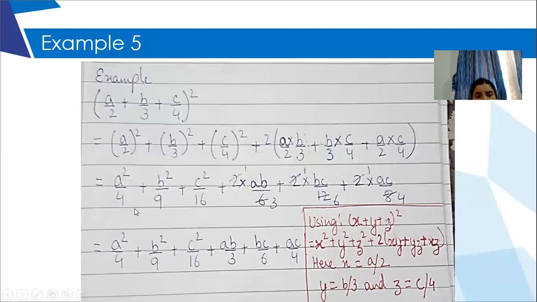Afterwards, these three I've already simplified. You will just copy them the way they are, and here it will be AB by 3 plus BC by 6 plus AC by 4 is the final answer.